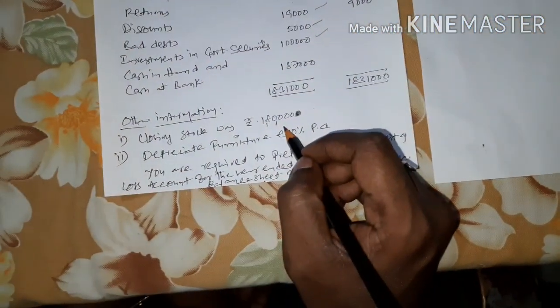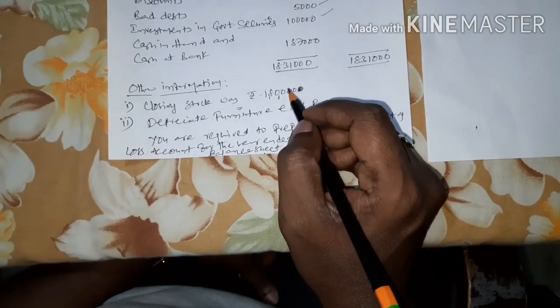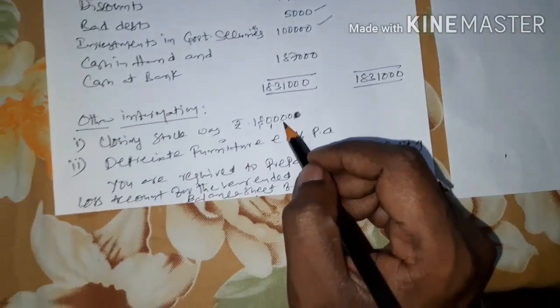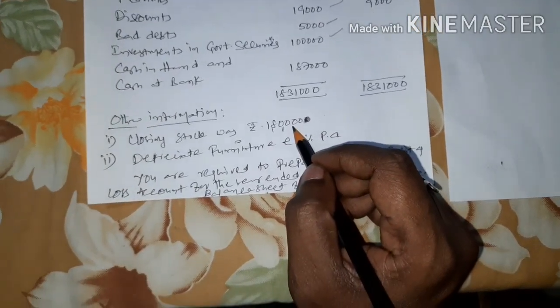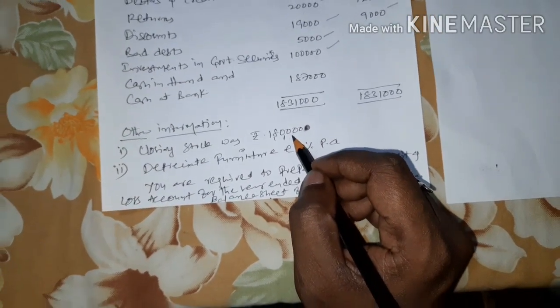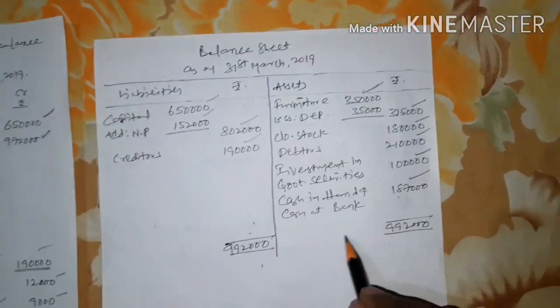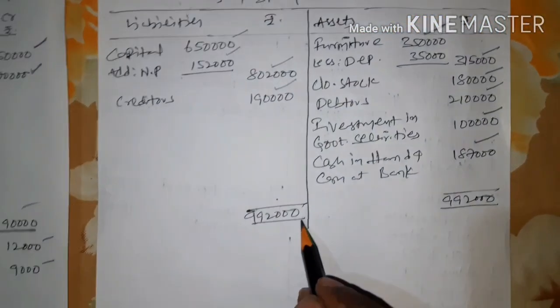Friends, then closing stock, already we have discussed that closing stock is shown as additional information. When it is shown as additional information, when it is not given in the trial balance, it is to be credited to trading account, as well as it is to be shown on the asset side of the balance sheet as an asset. Then closing stock rupees 1,80,000. Then the total is 9,92,000, friends. 9,92,000, the balance sheet is tallied.